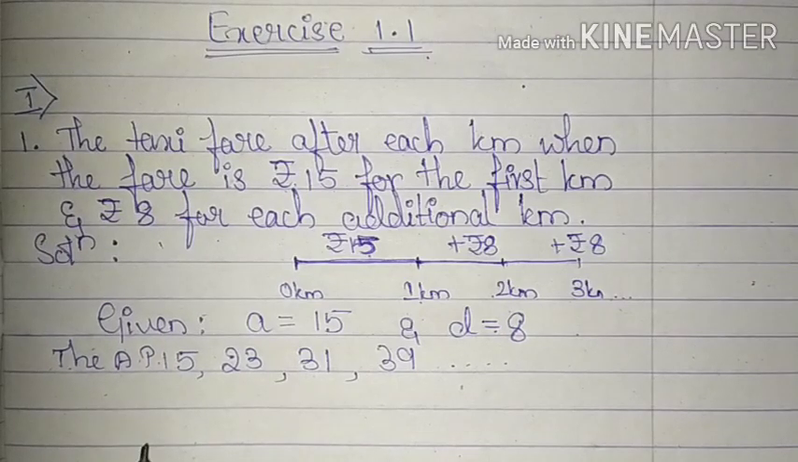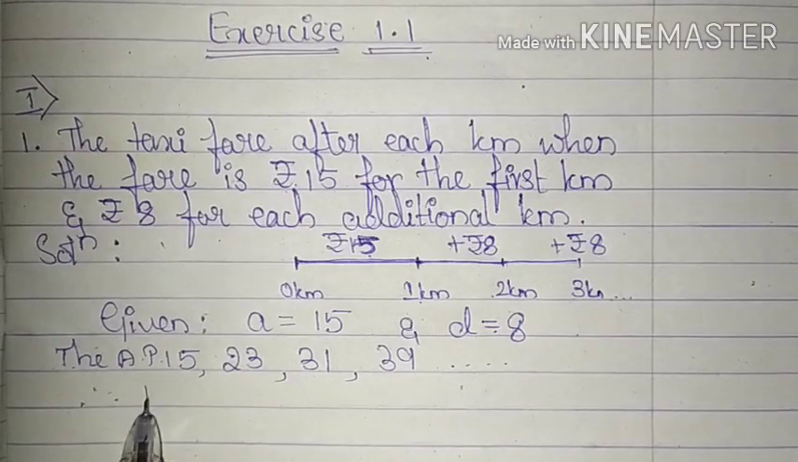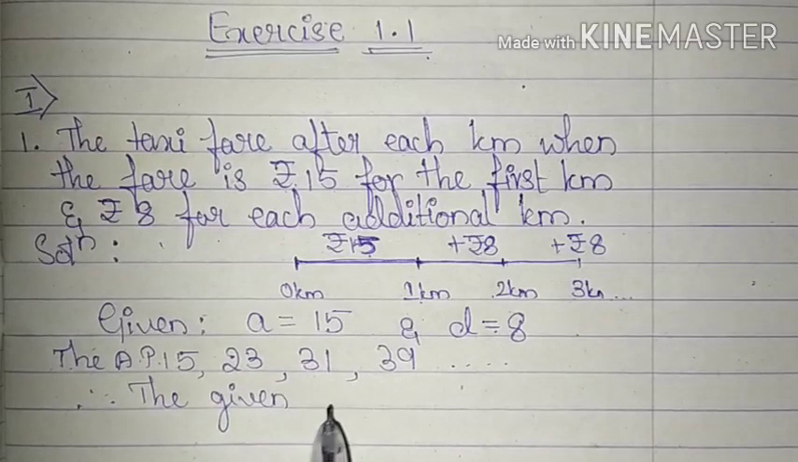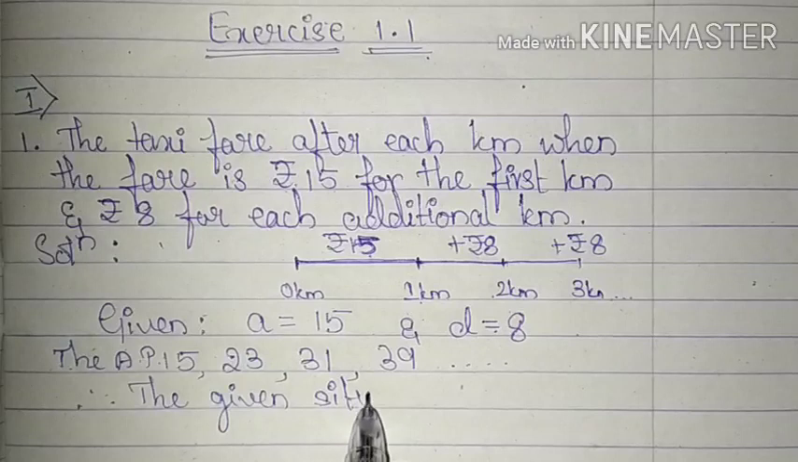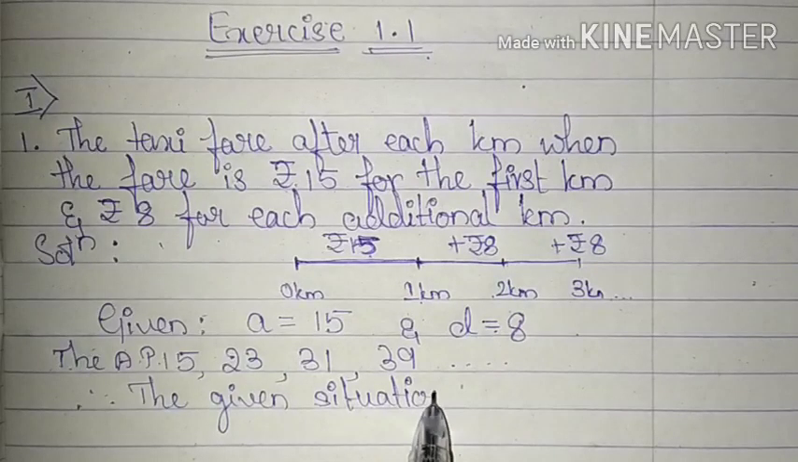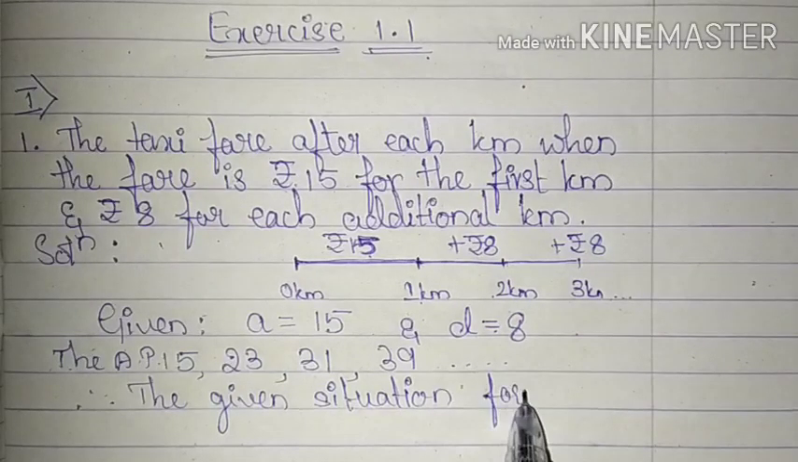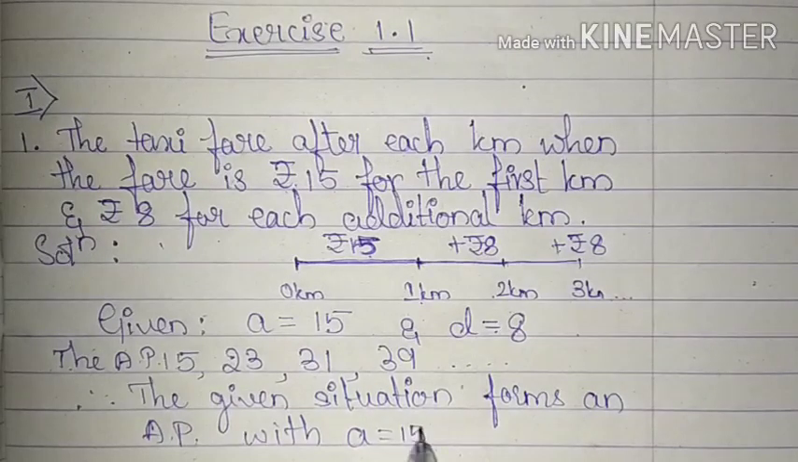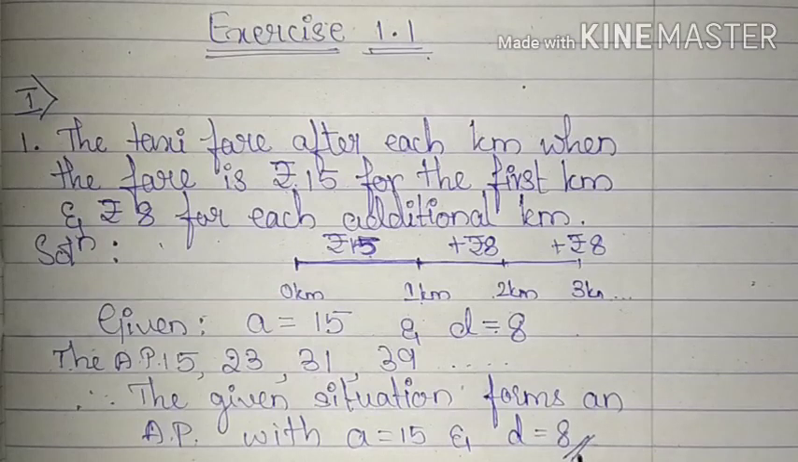Therefore the given situation forms an AP with A is equal to 15 and D is equal to 8. This is your answer.